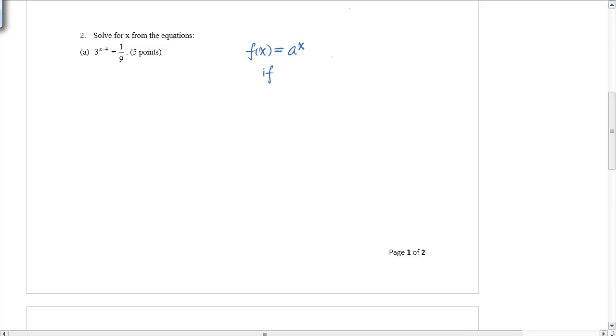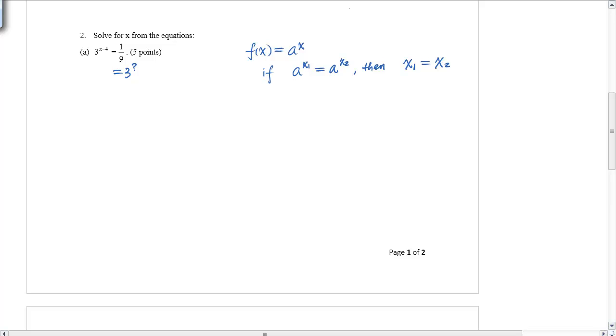if a to the x1 power equals a to the x2 power, then because of the one-to-one property, x1 must equal x2. Therefore, if we can rewrite the right-hand side into 3 to the question mark power, then we can apply the one-to-one property and solve for x.